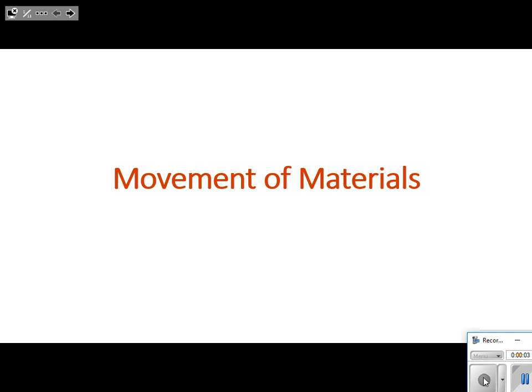All right, today we're going to talk about the movement of materials. And that movement of materials is going to be into and out of the cell. We're going to be moving into and out of the cell. So, what are some of our objectives today?